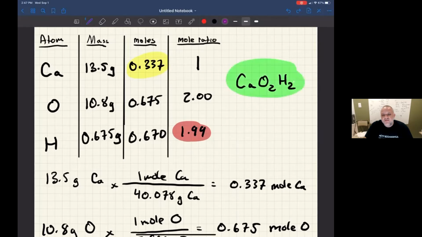So I can write down the empirical formula now as CaO2H2, and that's just a fine answer for you. Now, maybe you're sophisticated, you realize that's the ionic compound calcium hydroxide, and you want to write down the formula like this, Ca(OH)2. That's okay too. Both these answers are good. All right.